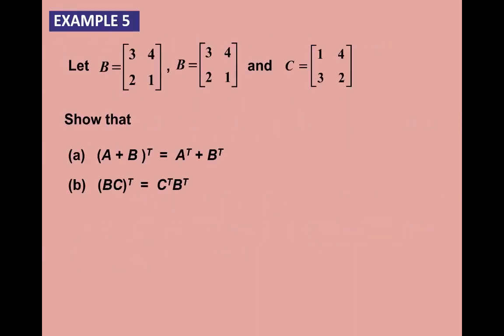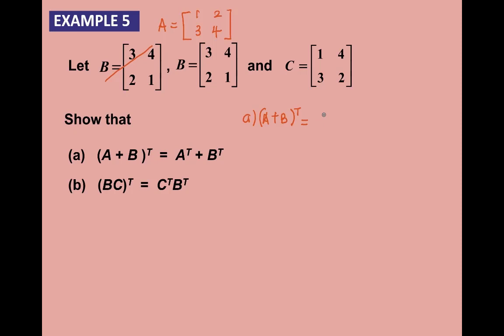Now let's look at example 5. There is an error here: this is not matrix B, this is supposed to be matrix A. So the matrix A is 1, 2, 3, 4. Please check in your handouts; I hope you have the correct matrix in your handouts. For our first question, we are supposed to find (A plus B) transpose, and show that it is the same as A transpose plus B transpose. So that is our first property.